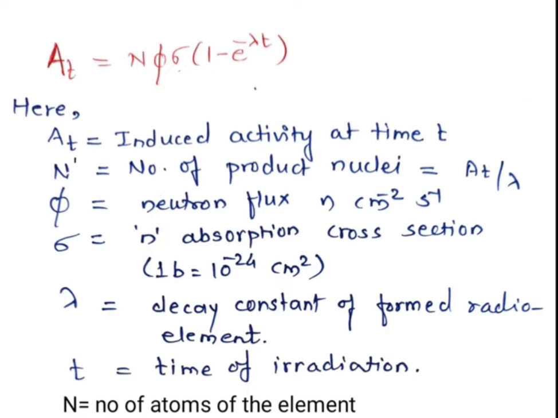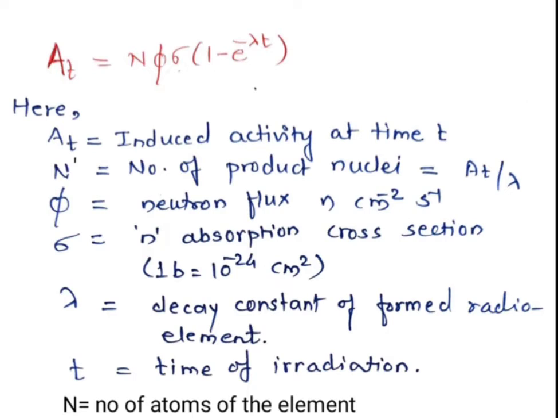Then phi is the neutron flux. Its unit is neutrons per centimeter square per second. Sigma is the neutron absorption cross section, and 1 barn is equal to 10 raised to minus 24 centimeter square. Then lambda is the decay constant of the formed radio element, and t is the time of irradiation, and capital N is the number of atoms of the element.